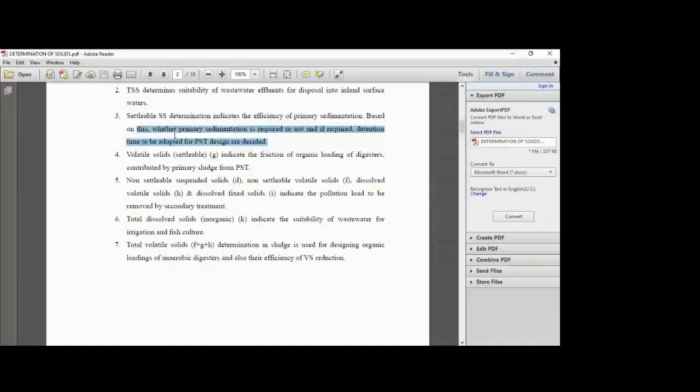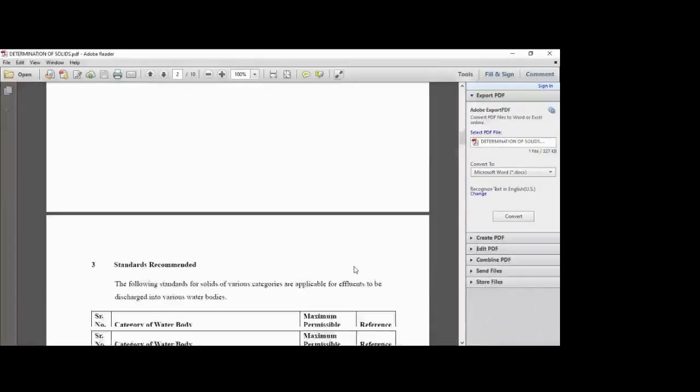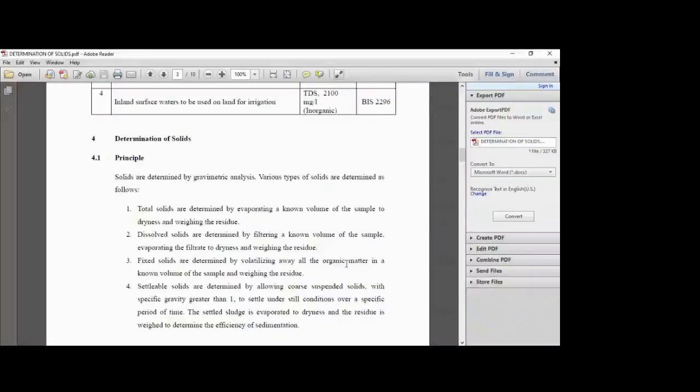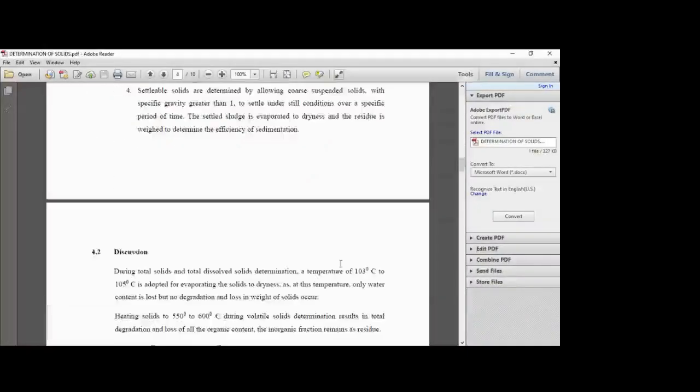The favorite question is: this settleable solids determination indicates the efficiency of the primary sedimentation. Based on this, whether the primary sedimentation is required or not, and if required, the detention time to be adopted for PST design can be decided with the help of the settleable SS concentration, right? So how this can be justified, I'll tell you in the next 10 minutes, and then we'll stop this practical session for today, right?